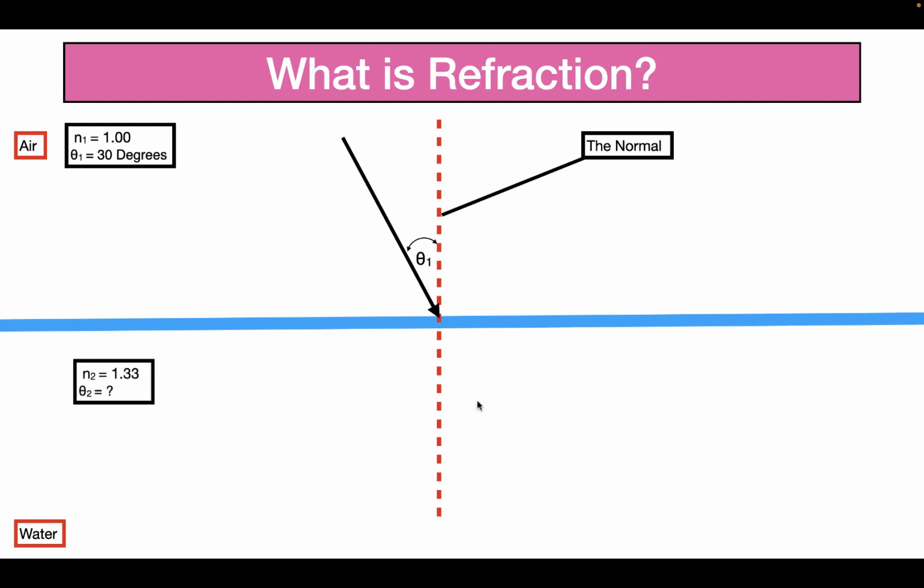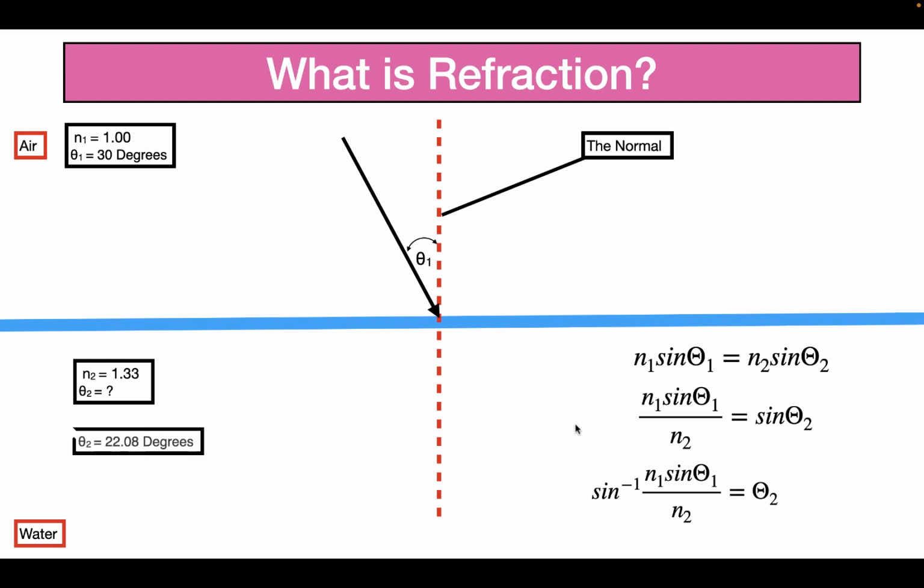Now, in order to see how much light is going to bend when it enters into the water, we have to know the index of refraction for water. And the index of refraction for water is 1.33. So now we can use Snell's law in order to calculate the angle at which the light will be refracted in the water. And when you do that, you would get a value of 22.08 degrees. So what we see here is that when light entered into the water, the light bent toward the normal.